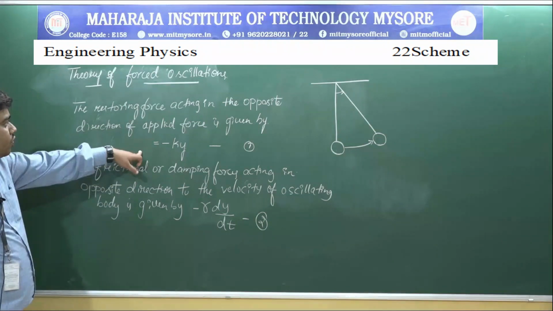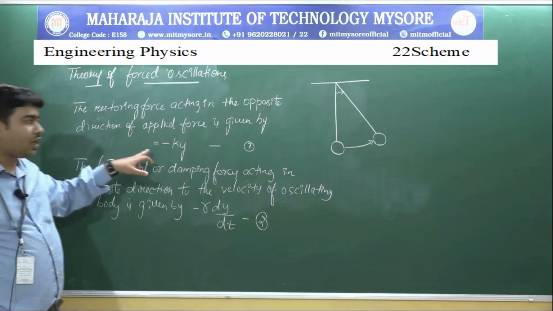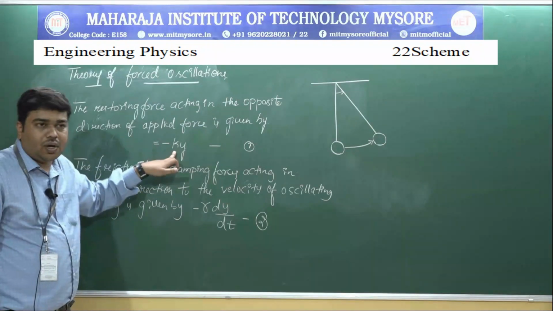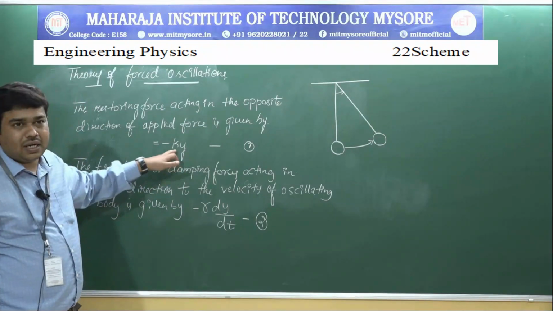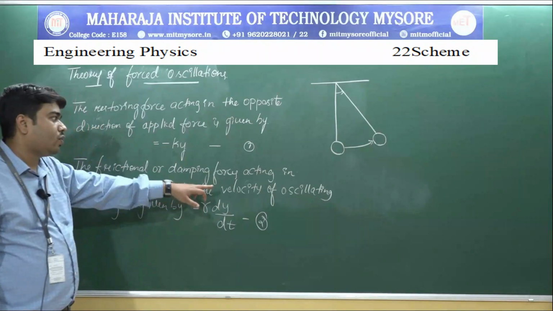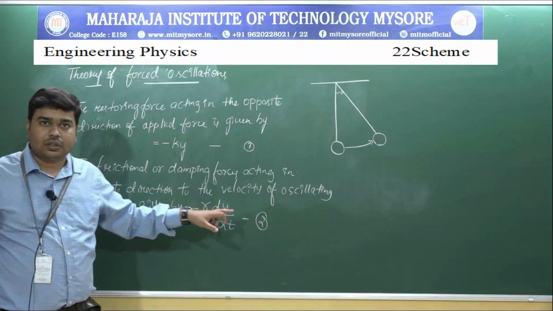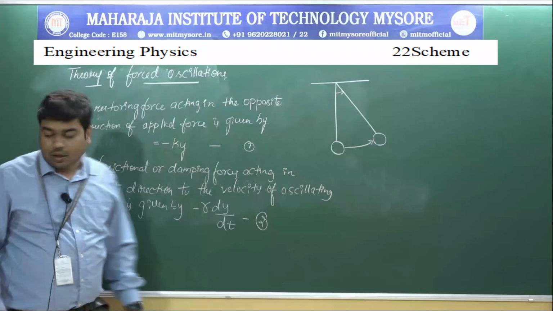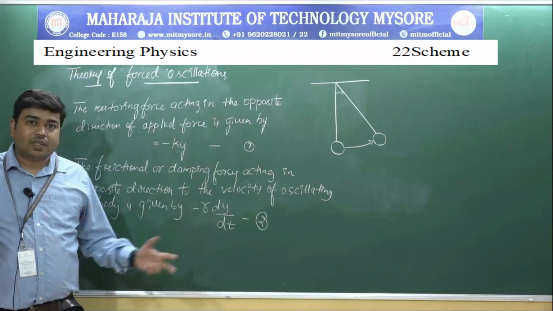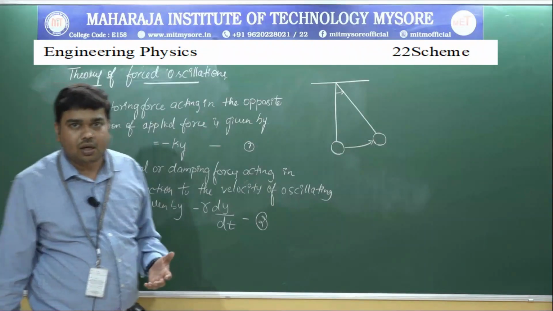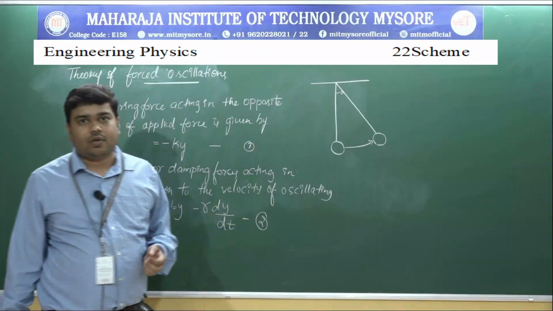The first one is the restoring force acting in the opposite direction to the applied force, given by minus k into y. The minus sign indicates that the force is acting in the opposite direction. Again, the frictional or damping forces act in the opposite direction to the velocity of the oscillating body, given by minus r into dy by dt. Now, we have the third force, which makes the body oscillate continuously without decreasing the amplitude of the oscillating body.